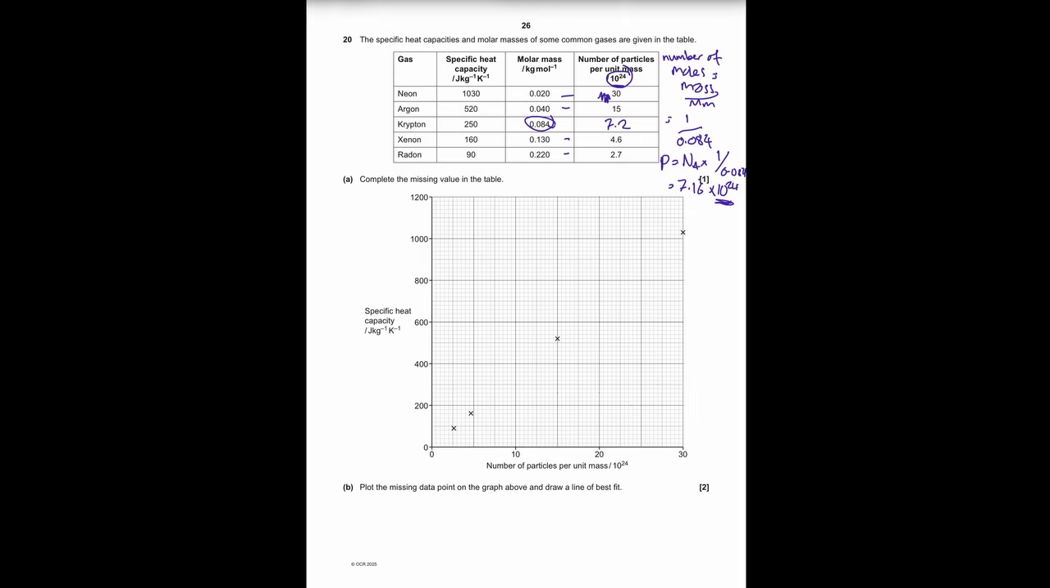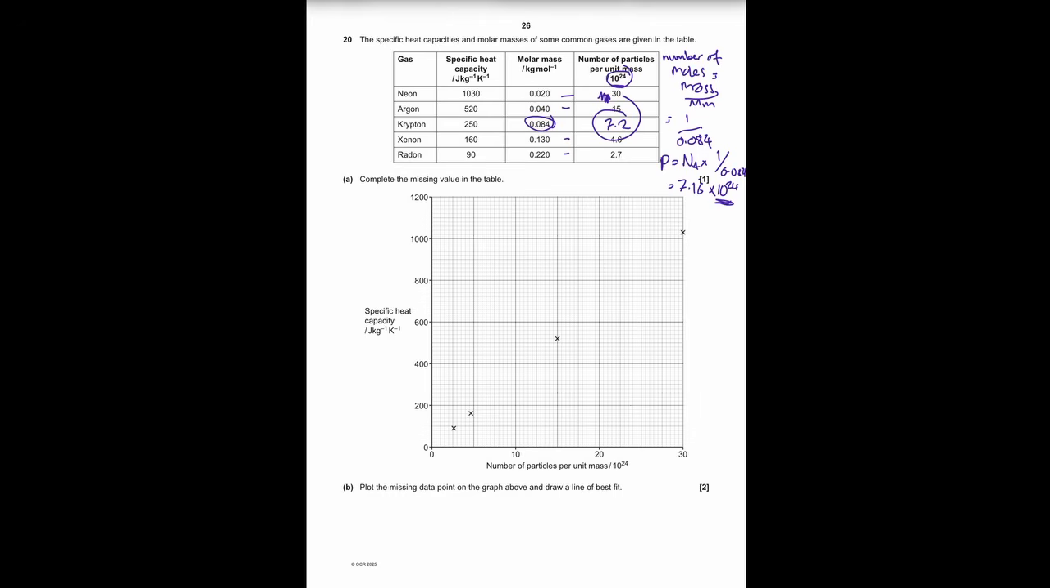Okay, so plot the missing data point on the graph. So even if I didn't know this answer, this first one here that we've just worked out, and I didn't know what to do, I'm still going to give it a reasonable go. So then I can get an error carried forward for this one. Now, obviously, I've worked out the right answer. I'm going to use the right answer.